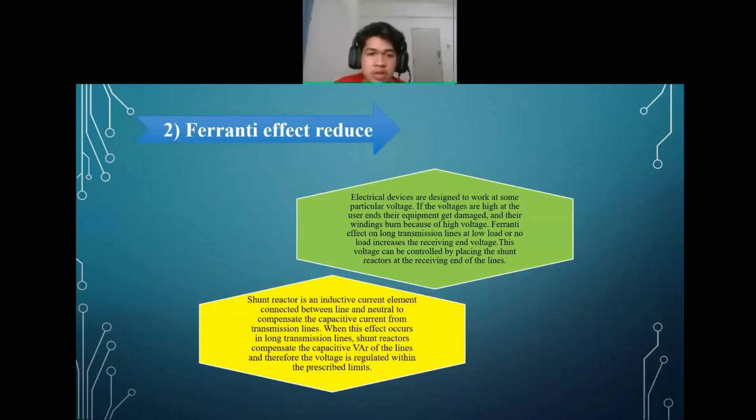Next, a shunt reactor is an inductive current element connected between line and neutral to compensate the capacitor current for the transmission line. When this effect occurs in a long transmission line, the shunt reactor compensates the capacitive VAR of the line and therefore the voltage is regulated within the specified limits.